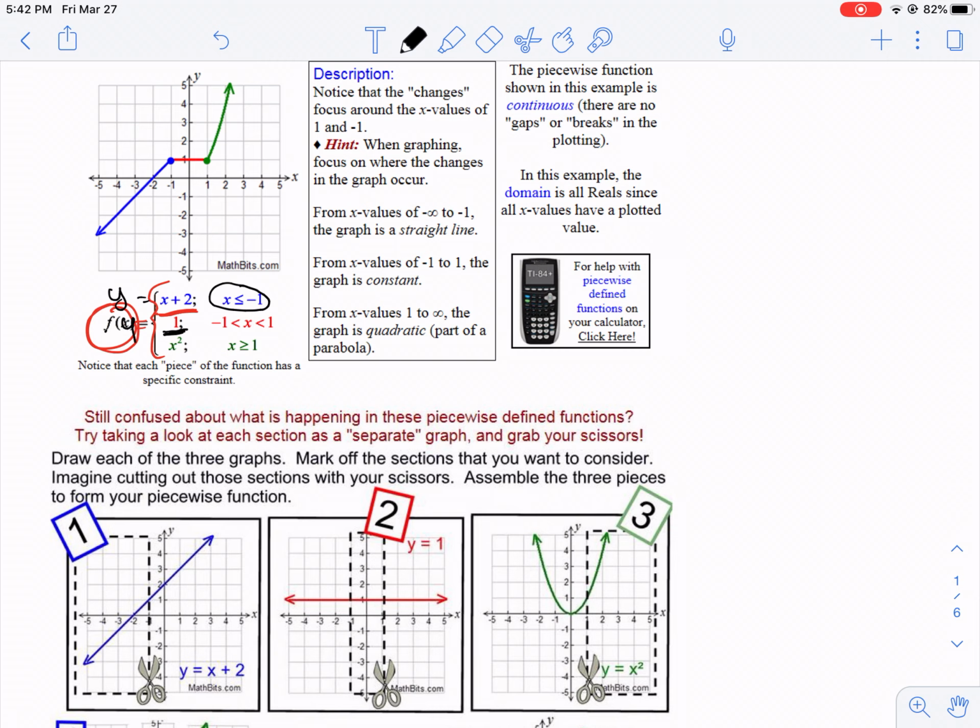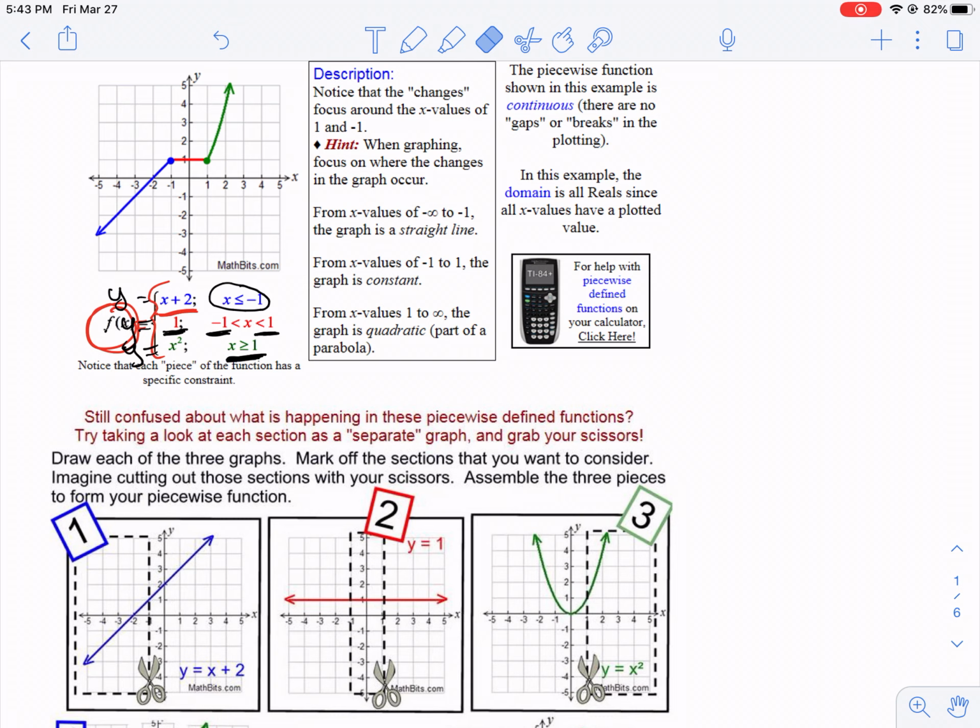On the second piece it is y equals 1, which is the red piece, a little horizontal piece. And y equals 1, remember, is a horizontal line. You're going to graph the piece of that horizontal line starting from negative 1 and ending at positive 1. And then the third piece is y equals x squared, which is a parabola. But instead of graphing the entire parabola, we're only going to graph the part starting with x values of 1 and going to greater x values, and that's the part that you see up there in green.